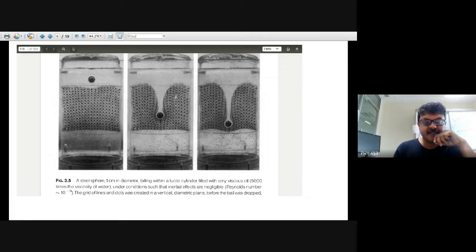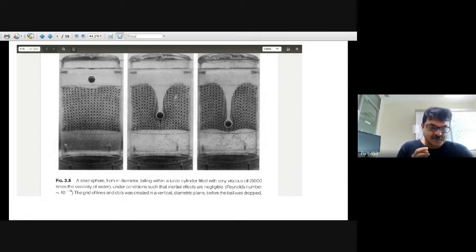The interesting thing is, while it seems so easy to talk about a pattern being created, remember, this is in the middle of the flow. So what it says is the grid of lines and dots was created in a vertical diametric plane before the ball was dropped. Now, how do you print? Suppose these are small ink particles which were patterned in the middle of the fluid. How do you do that?